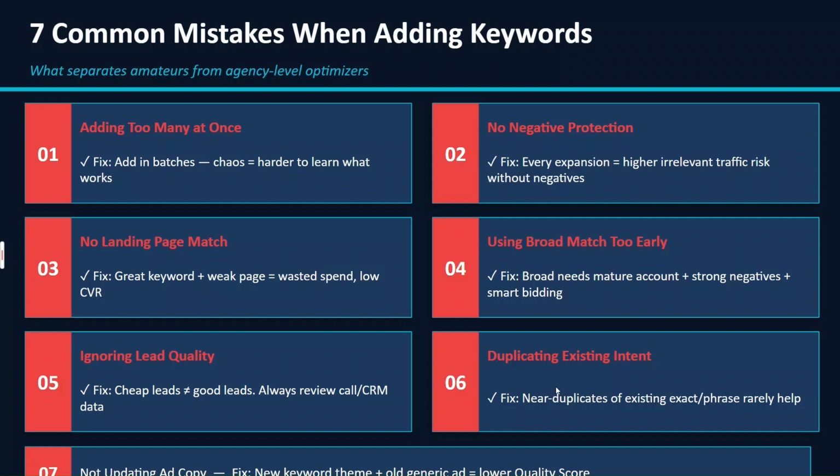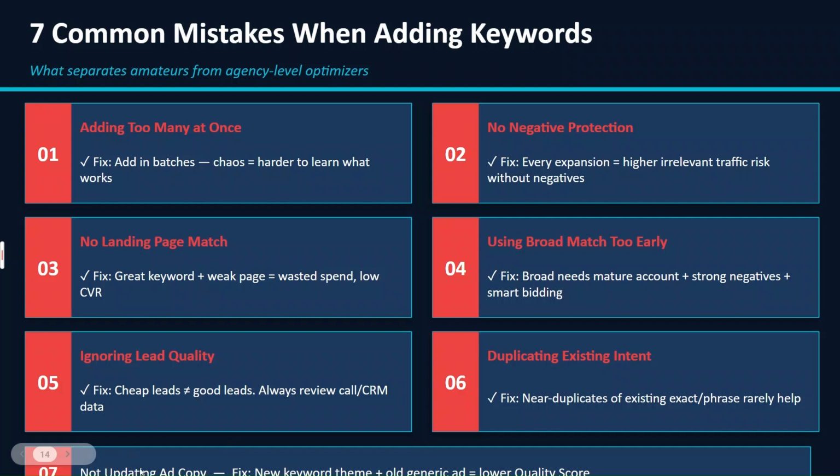And number six is duplicating existing intent. If you already have "plumber" as an exact match, adding "plumber service" as a near duplicate usually does not help. So you are competing with yourself. Okay, so no overlapping keywords.